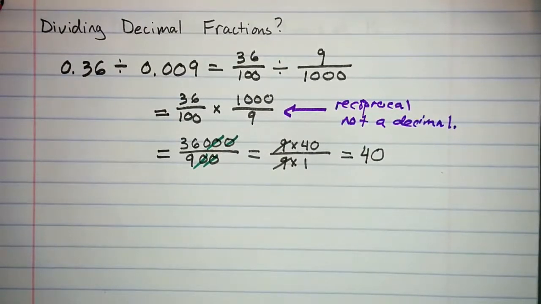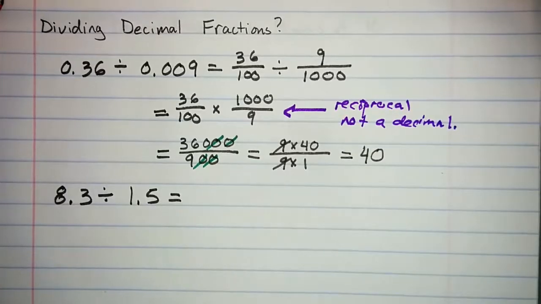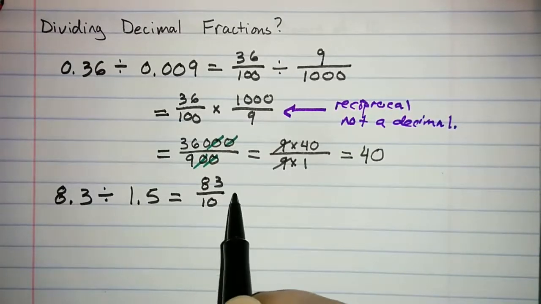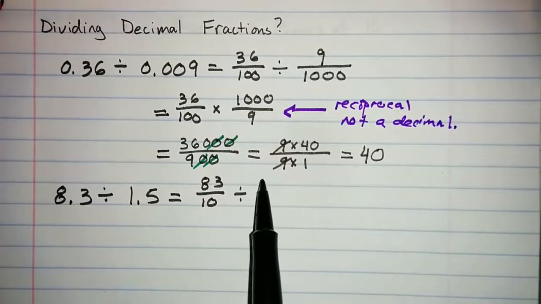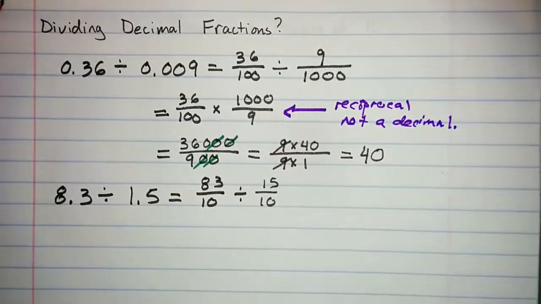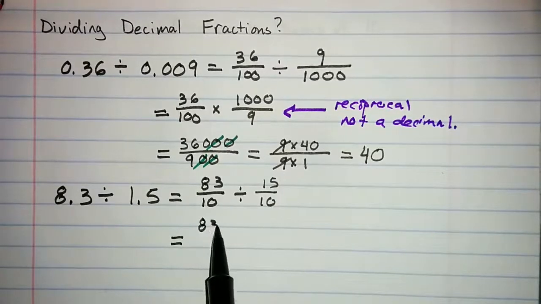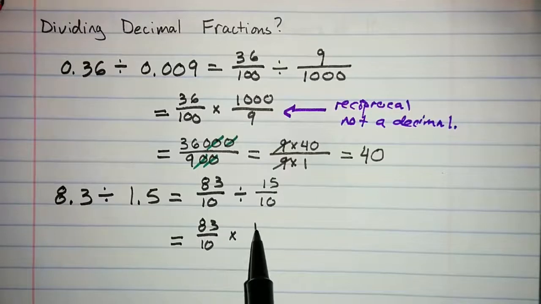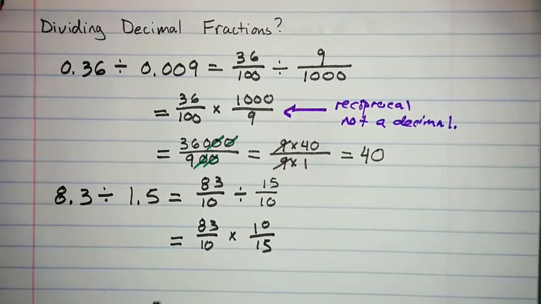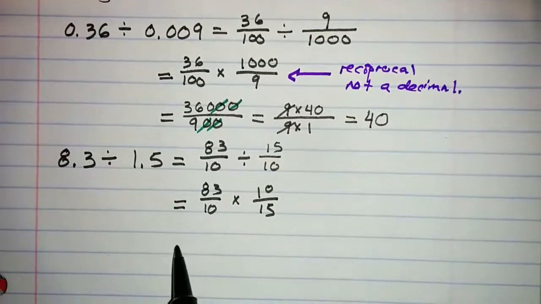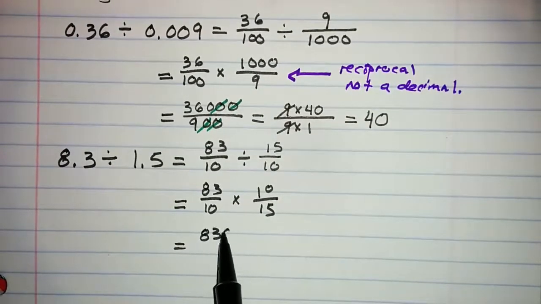Is it always going to be a whole number? Let's try another example. Let's see what happens when we divide 8.3 by 1.5. 83 tenths divided by 15 tenths. Doesn't look like anything good's going to happen here, does it? 83 tenths times 10 fifteenths. Multiplying, that'll be 830 over 150.